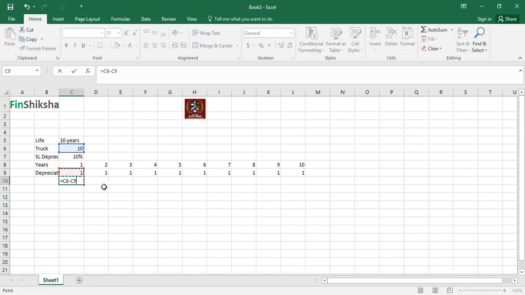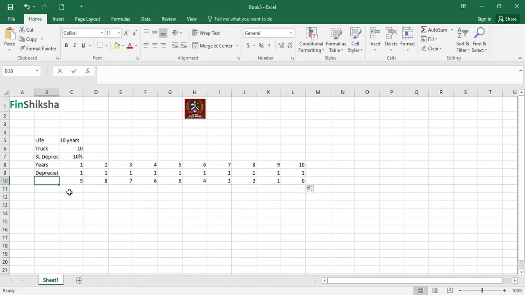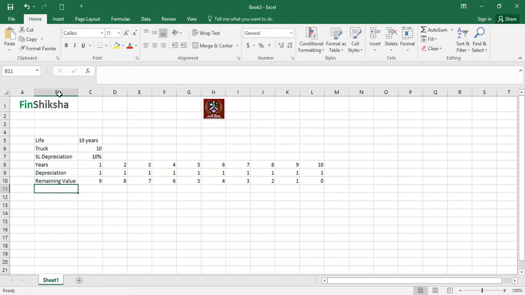That's 10 minus 1, which is 9, and then 9 minus 1, which is 8, and so on and so forth till here, where at the end of the 10th year, the value becomes 0, right? So that's the remaining value that we are talking about. Now, if we were to look at the written down value method, in this case, 10% of the remaining value is what is going to happen, right?